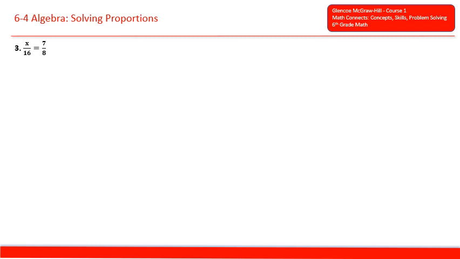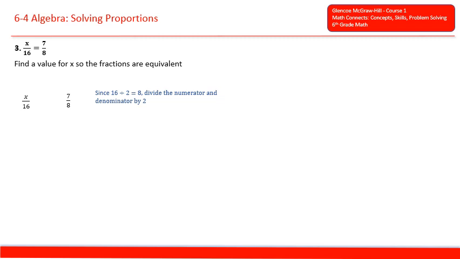Number 3, x/16 equals 7/8. Find the value for x so the fractions are equivalent. x/16, 7/8. Since 16 divided by 2 equals 8, divide the numerator and denominator by 2. What number divided by 2 equals 7? 16 divided by 2 equals 8. 14 divided by 2 equals 7. 14/16 equals 7/8, since 14 divided by 2 equals 7. X equals 14.